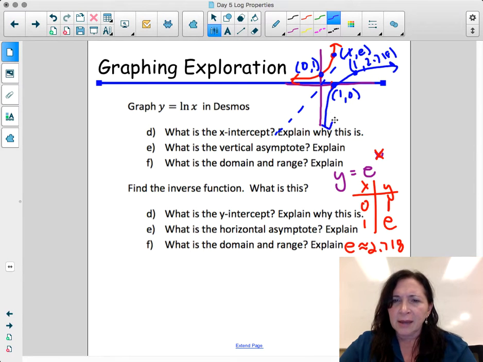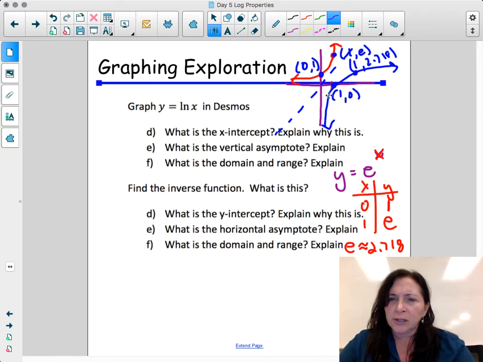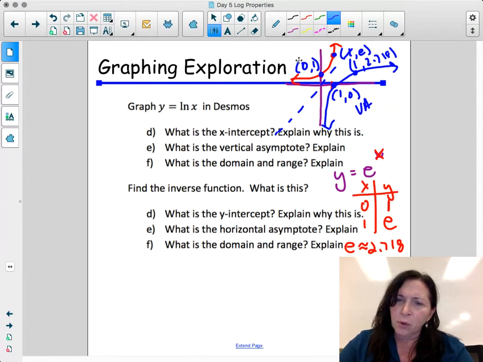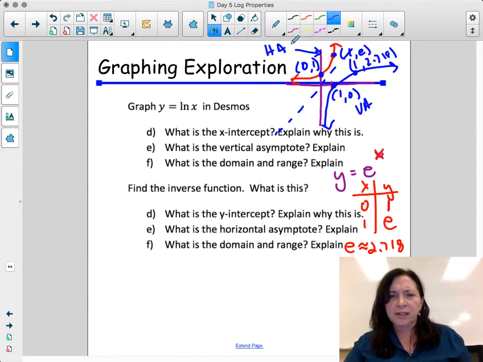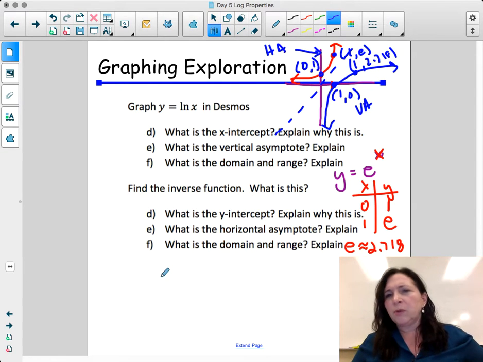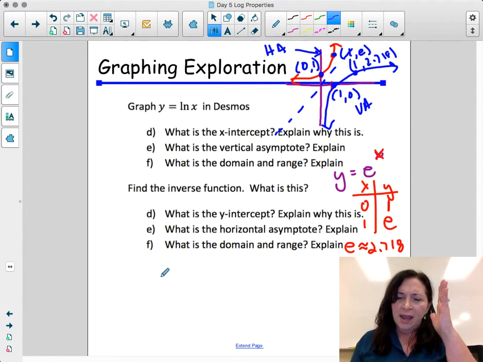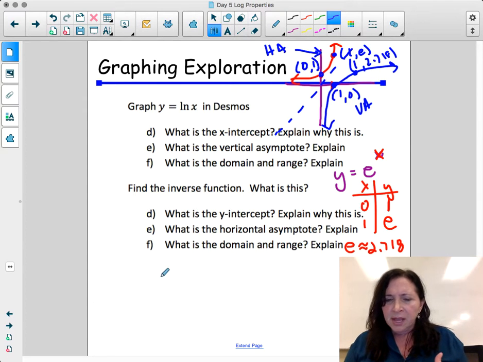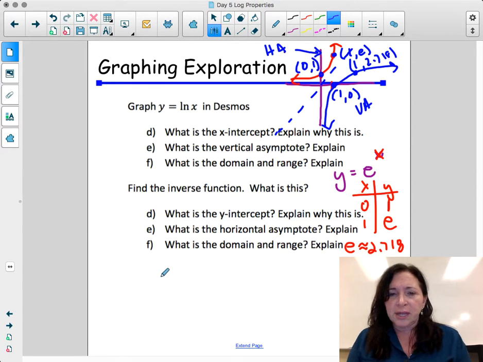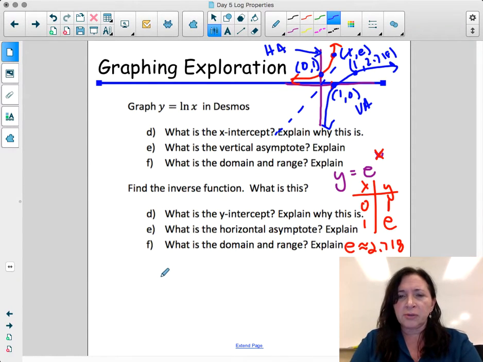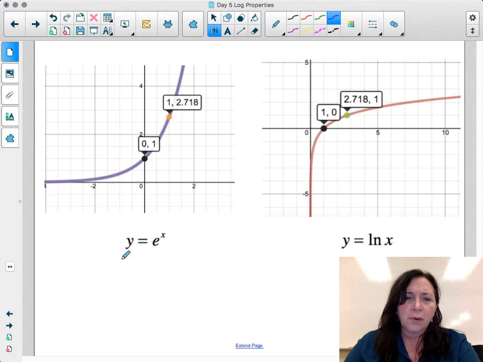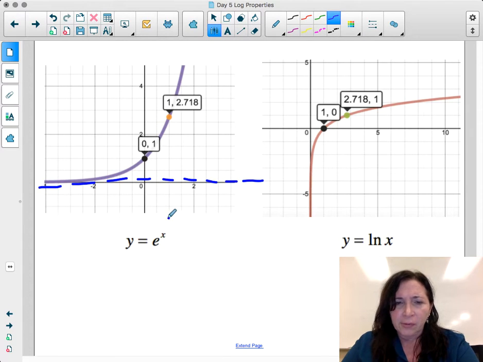Again, your log equations or your natural log equations will always have a vertical asymptote, whereas your exponential equations will have a horizontal asymptote. Those asymptotes are at y equals 0, and your vertical asymptote starts at x equals 0. I say starts at because basically it is x equals 0, but when you make any kind of transformations, that could change your asymptotes. They move with you.